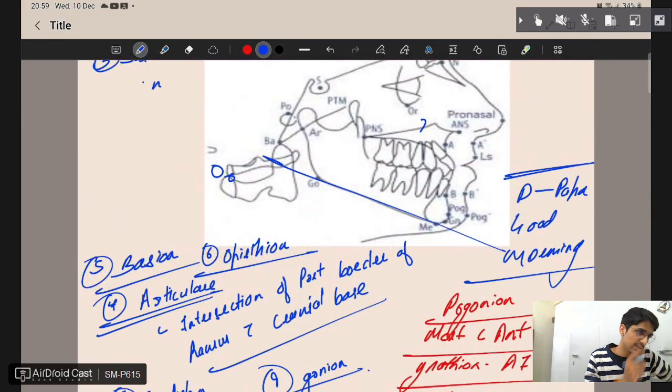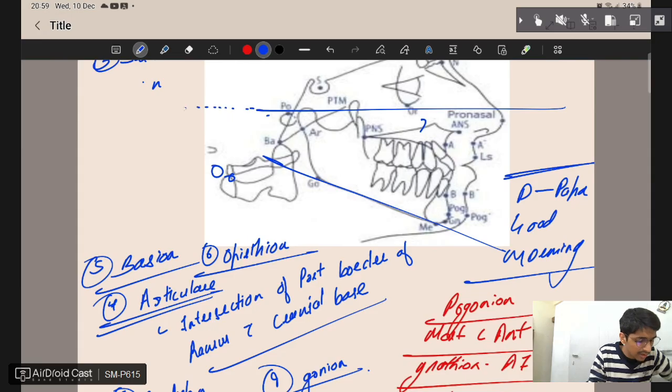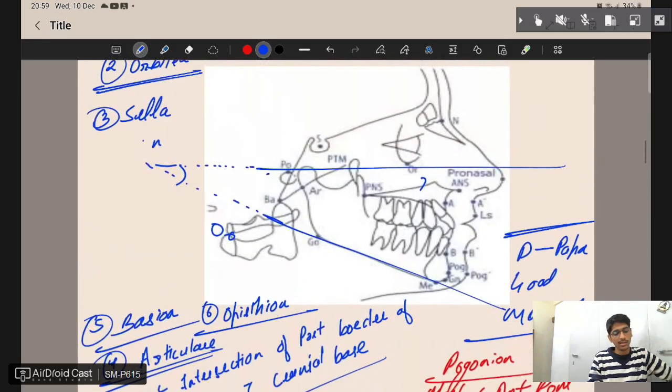And the second plane which we are taking is the FH plane, that is porion to orbitale. So guys, in mandibular plane angle, just extend this border to this and extend this border to this. They will meet somewhere here. So this angle is the mandibular plane angle. It is the same as the y-axis or growth axis. As this angle increases, that means the patient is a vertical grower, and as the angle decreases, it basically means that the patient is a horizontal grower.